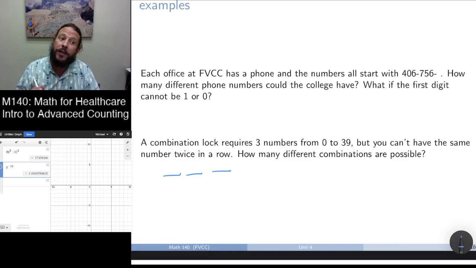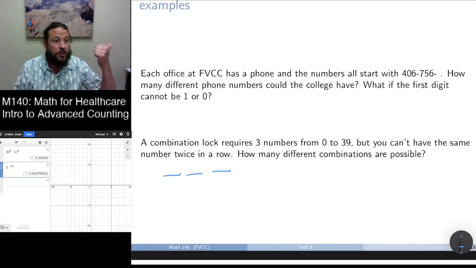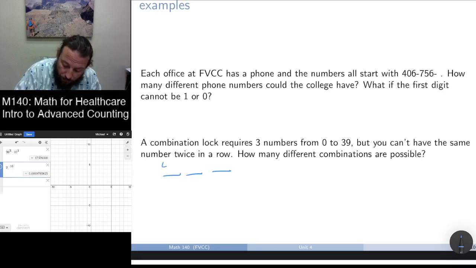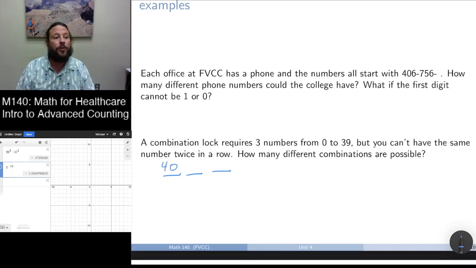How many are there? Be careful. Here you don't want to go all the way up to 39. So what I do is check: what if it said 0 to 4? Then it would be 0, 1, 2, 3, 4. So that's 5 possibilities. So if it's 0 to 39, there must be 40 possibilities for the first number because it's unrestricted.